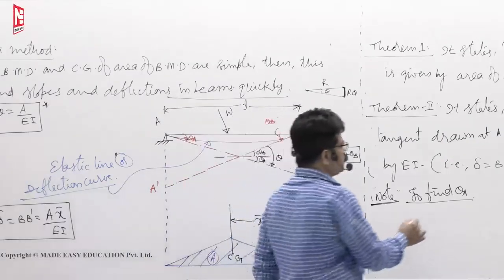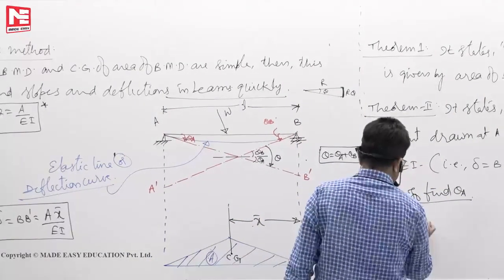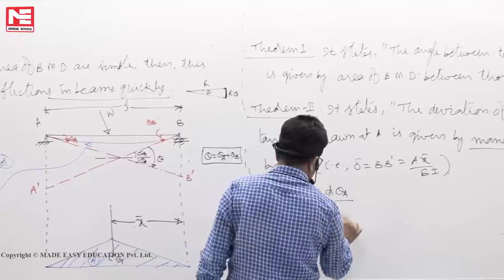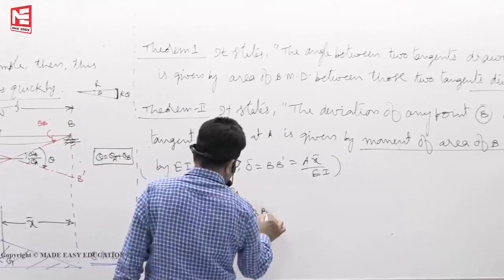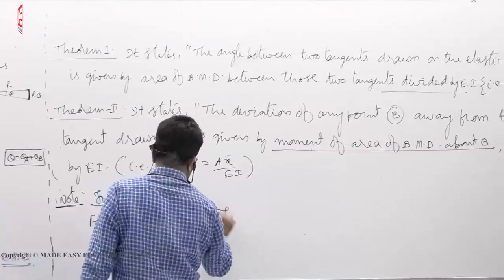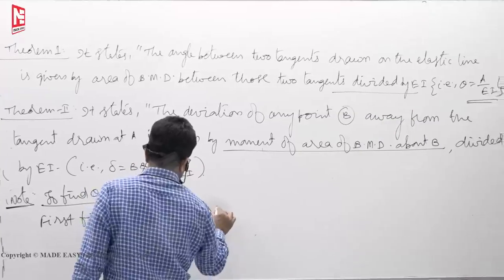Okay. So to find theta A, first find BB dash using Mohr's theorem 2.